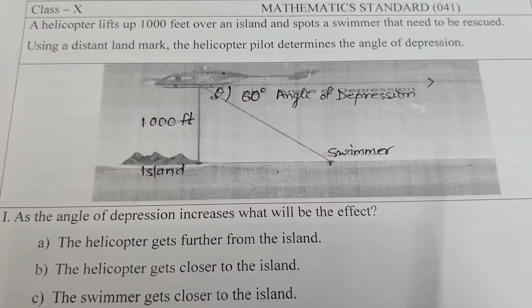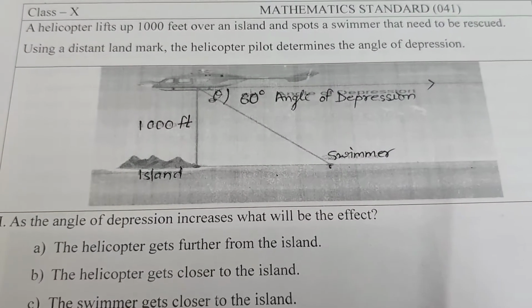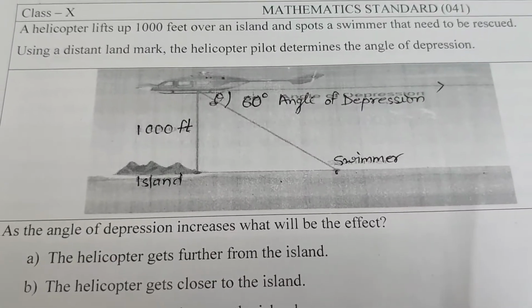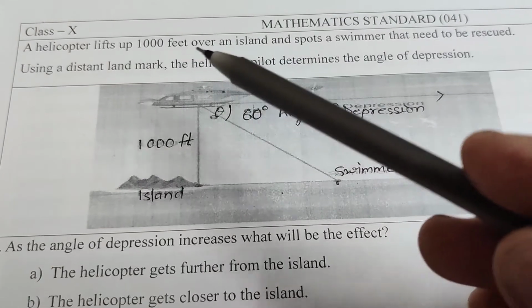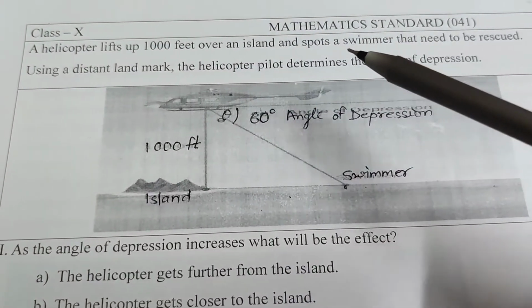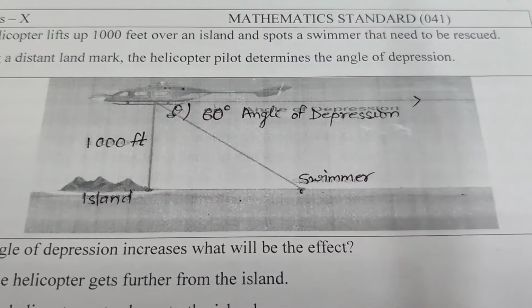Case study based question related to the chapter trigonometry. The question is, a helicopter lifts up 1000 feet over an island and spots a swimmer that needs to be rescued.